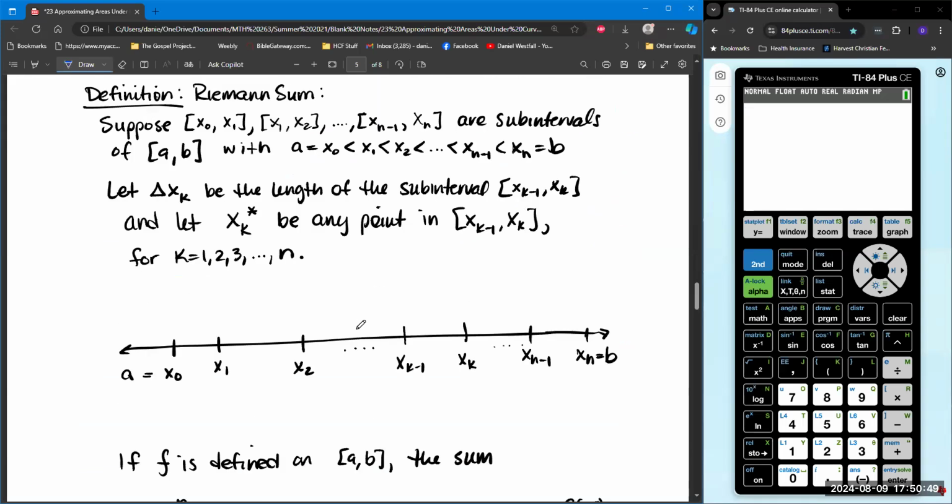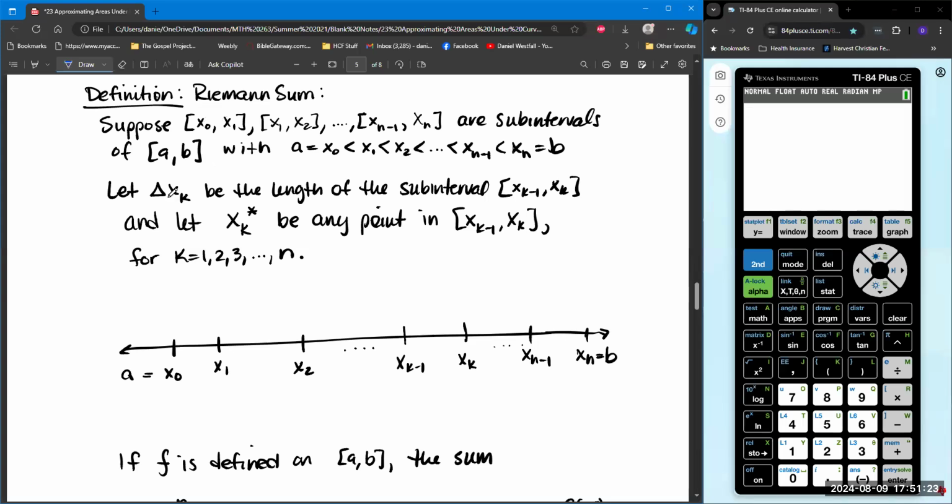Let's look at our definition of a Riemann sum. Suppose that we have n, let's see, is this n? Yeah, n subintervals, I think. x sub 0 to x sub 1, x sub 1 to x sub 2. Maybe it's n plus 1 subintervals. Yeah, but these are all cut up intervals of the interval from a to b.